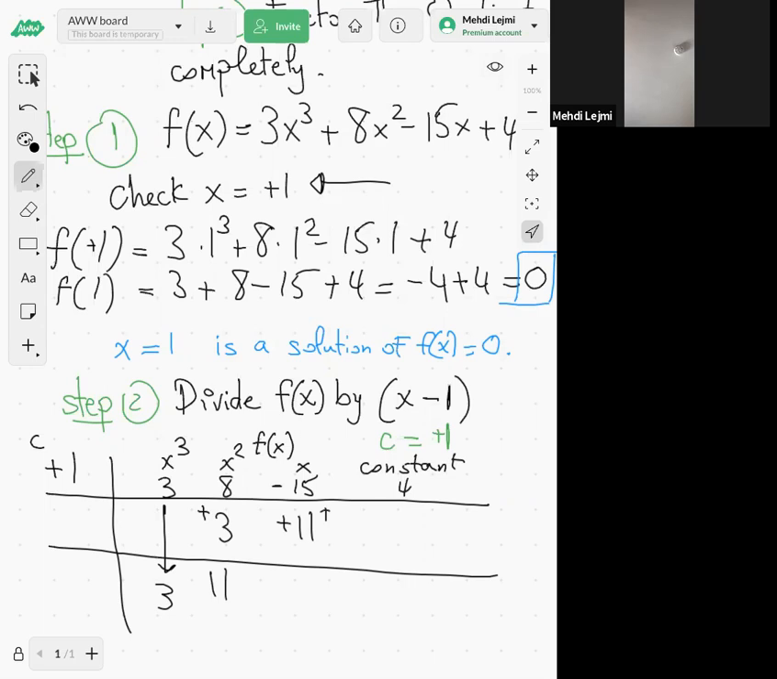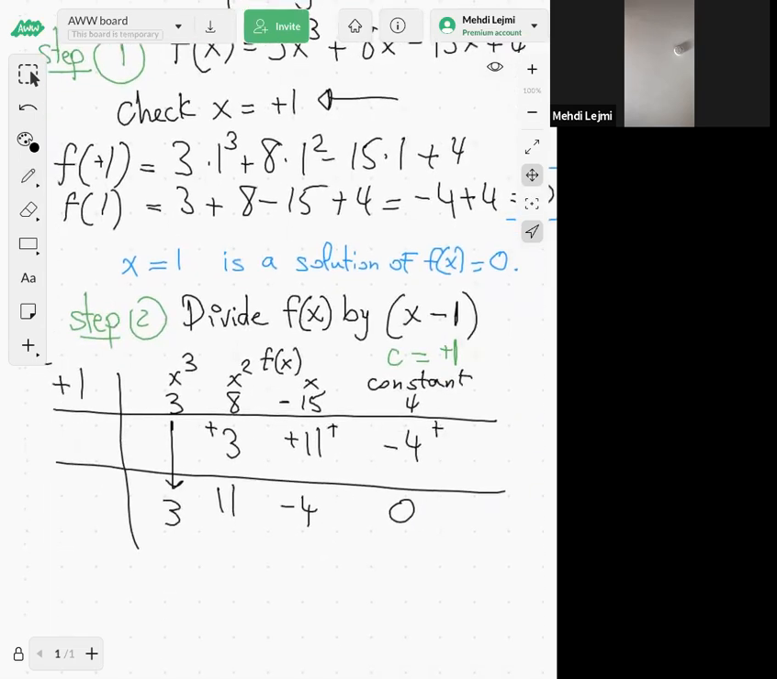Minus 15 plus 4 is negative 4 times 1. It's negative 4. 4 plus negative 4 is 0. So as expected, because 1 is supposed to be a solution, the remainder must be 0. If you don't get 0, guys, then there is a mistake somewhere. So as expected, 0 is our remainder, right?